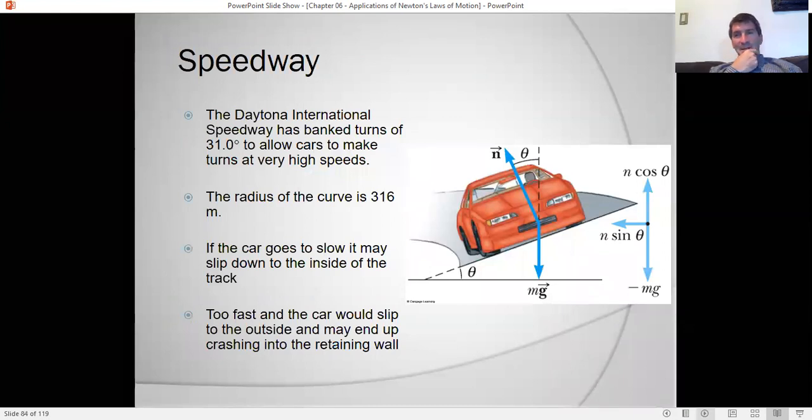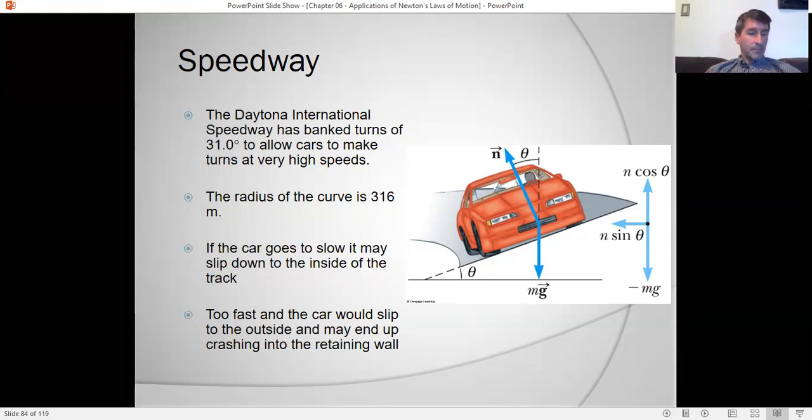Okay, let's do a bank turn. You'll notice that many of the turns in the highway are banked, and this keeps it safer at higher speeds. As you're going faster and faster, you need more and more centripetal force to make it around that turn. Well, by banking the turn, that points the normal force toward the center of the curvature, that makes some of the normal force add to that centripetal force. So not all the force has to come from friction.